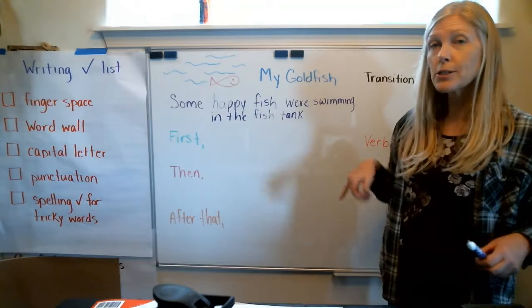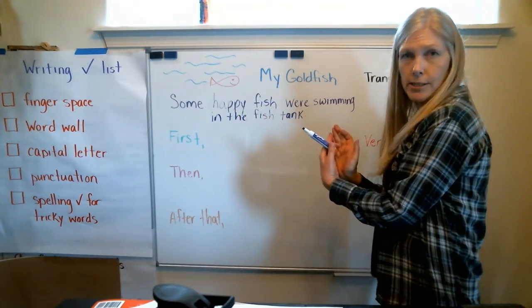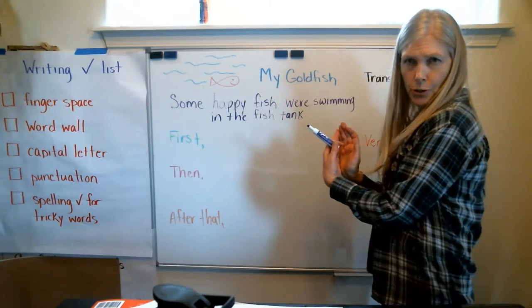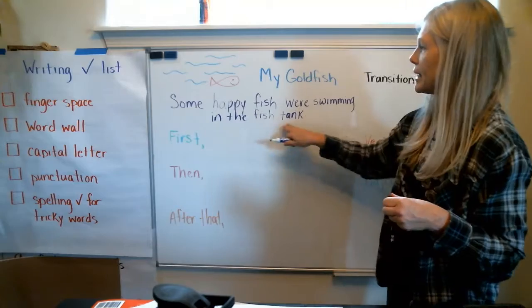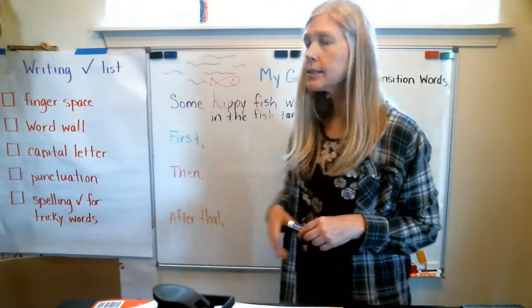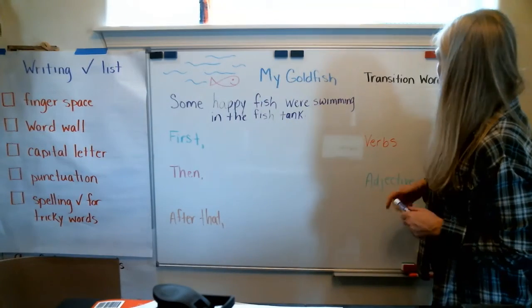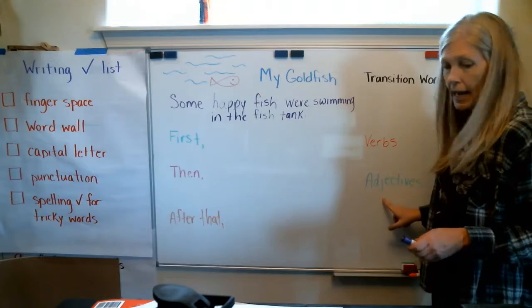And did I check spelling for tricky words? And fish tank was a tricky word. I made it a compound word. And my daughter said, I'm pretty sure that's 2 words. So we had to go look it up. We used our computer as a resource, separated it out, and it is 2 words, fish tank. So I used my writing checklist. Next, I'm going to come over and look at transition words, a verb I used, and an adjective.